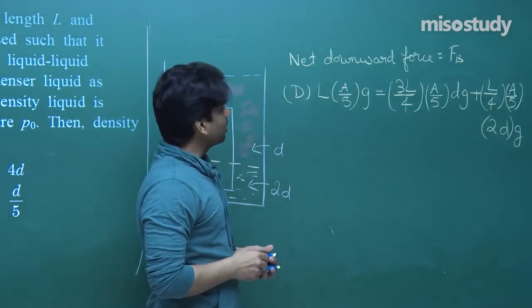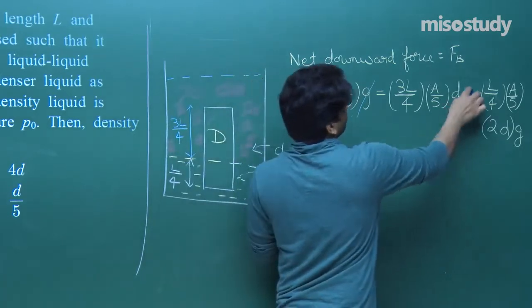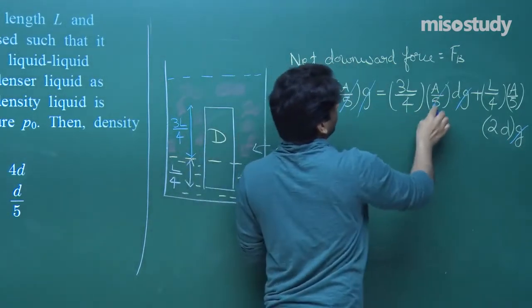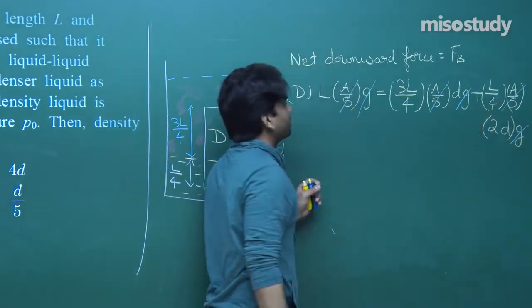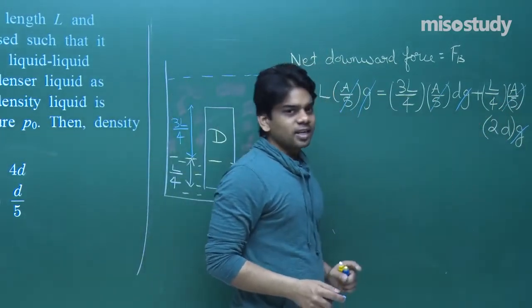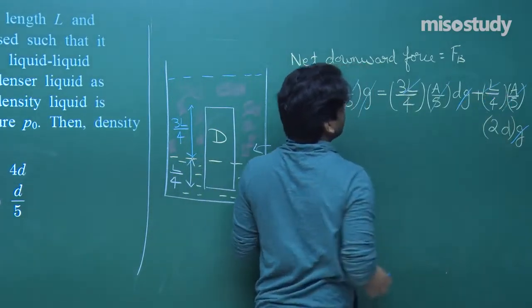Some terms can be cancelled out that we can see. First of all, you see G will be cancelled out. And we can easily cancel out A by 5 everywhere. Area of cross section is same everywhere, so A by 5 can be cancelled out. Now L is here, L is here, L is here, that can also be cancelled out. So L, L, L we cancelled out.